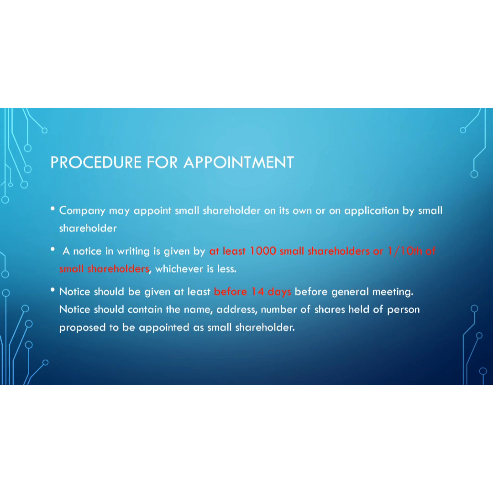Now, understanding the procedure for appointment. The company may appoint a small shareholder director on its own or on the basis of application received from small shareholders. On its own, there is no condition, but on the basis of application, notice in writing has to be given by at least 1,000 small shareholders or 1/10th of the small shareholders, whichever is less. And this notice should be given at least 14 days before the general meeting.